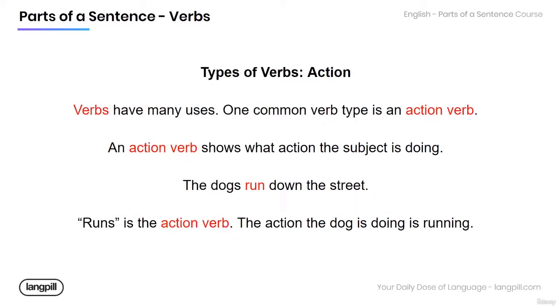So what kind of verbs do we have? Well, we have action verbs. Okay? These verbs have many uses, and an action verb is just something that shows an action: running, jumping, swimming, eating. It tells us what the subject is doing. So again, this sentence, the dog runs down the street. Run is an action. It is an action verb. It's what the dog is doing. The dog is running.